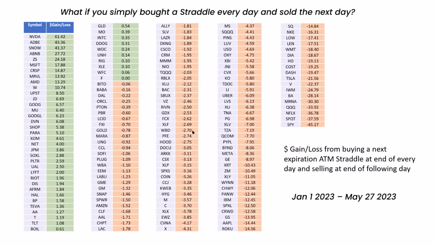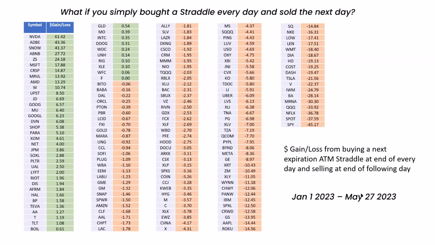So then the next question was, what would happen if all you did was buy a straddle every day? So on Monday, you buy the next expiration straddle. On Tuesday, you sell that straddle. This is at the end of day, by the way, 3:45, as we talked about. You sell that straddle, you buy the next one. On Wednesday, you sell that straddle, you buy the next one. On Thursday, you sell that, buy the next one, and so on.